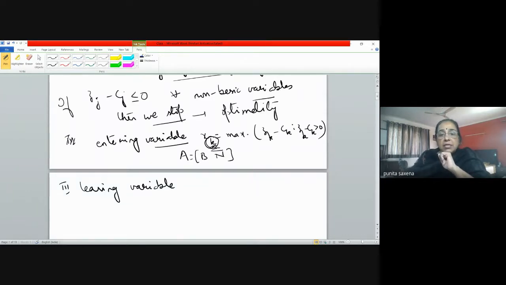So that means this K here is some column from N because it is going to enter the basis, right? So what we do is we compute another thing which I am calling yk, which will be nothing but B inverse AK. See, that's why I wrote K here. Are you getting the point now?